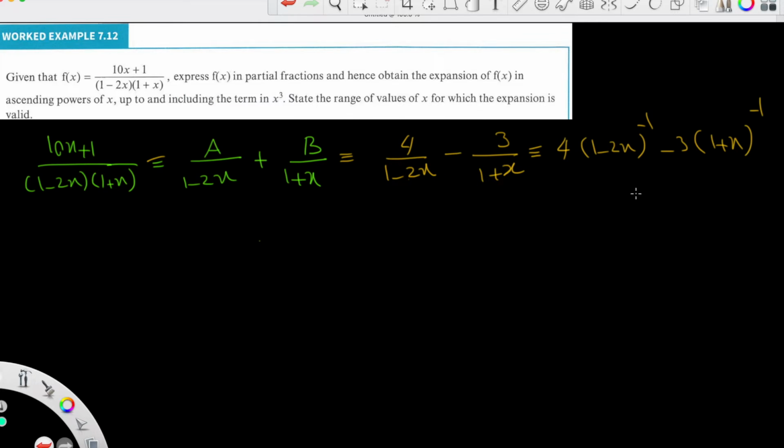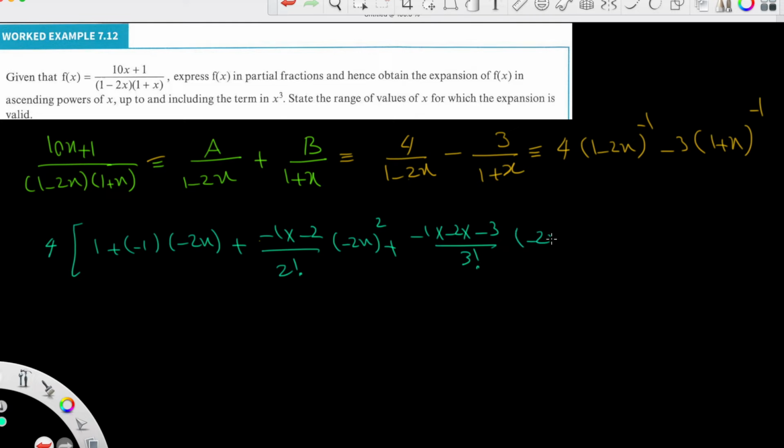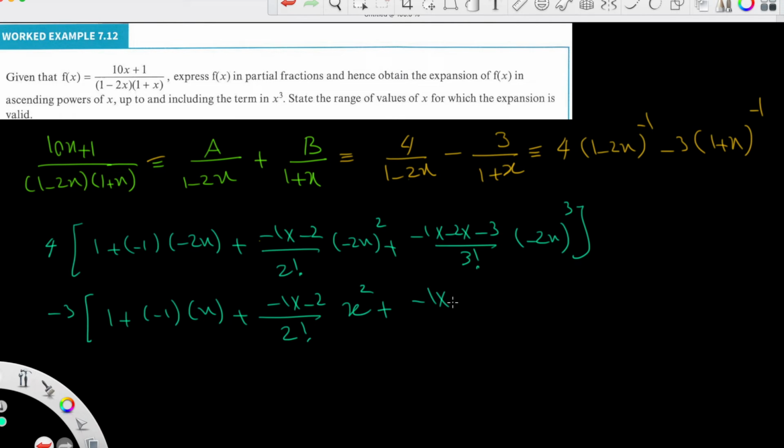Now, we have two binomial expansions here. For the 4, there is no need to factor anything because it is 1. Up to x cubed, n is negative 1. So 1, plus negative 1 times the second term, which is minus 2x, plus (negative 1)(negative 2) over 2 factorial times (minus 2x) squared, plus (negative 1)(negative 2)(negative 3) over 3 factorial times (minus 2x) cubed. Then the second expansion will be negative 3 times 1, n is negative 1, second term is x, so plus (negative 1)(negative 2) over 2 factorial x squared, plus (negative 1)(negative 2)(negative 3) over 3 factorial x cubed.